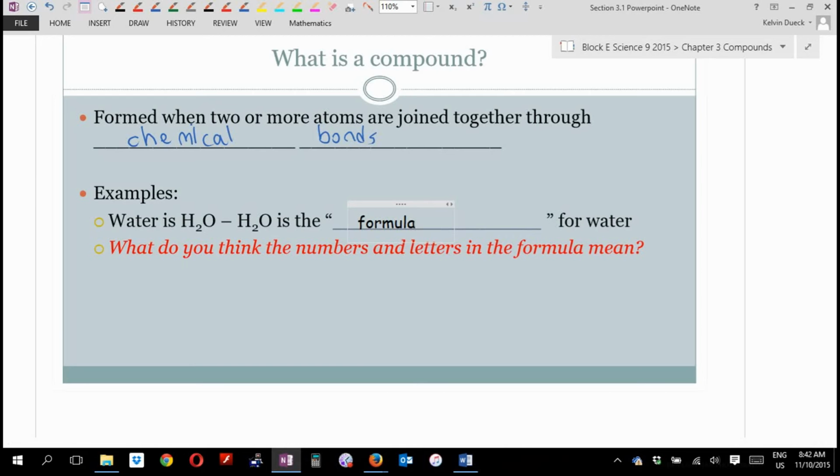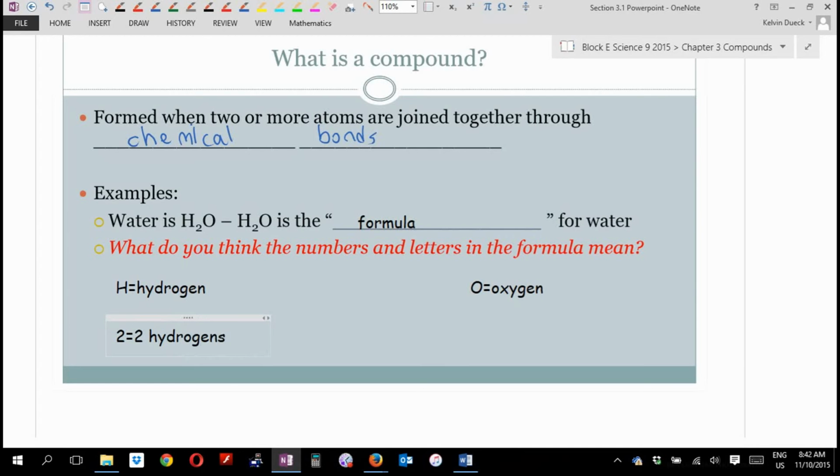What do you think the numbers and the letters in this formula mean? Well, some of this, hopefully, you know. What do you think the H stands for? Hydrogen. Nice. What do you think the O stands for? Oxygen. The real question is, what does the 2 stand for? 2 hydrogens or 2 oxygens? You were right. Say it loud and proud. 2 hydrogens.